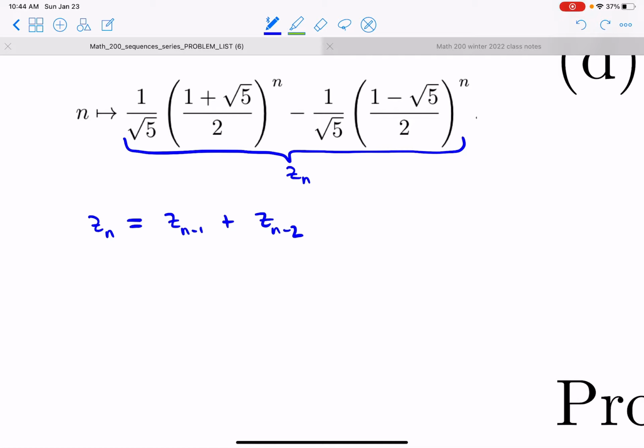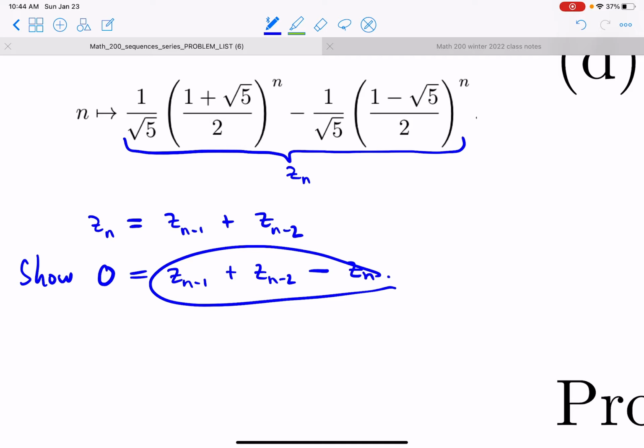So first, what I'm just going to do is say, well, if we can show that z sub n minus 1 plus z sub n minus 2 minus z sub n, if we can show that that is equal to 0, maybe it's easier to see over here. Show this, then we're done. Because if this equals 0, then this equation is satisfied. And we need to show that for any n. So n is just going to stick around as a variable. Okay, so I have no idea how we're going to do that, so let's just plug in.